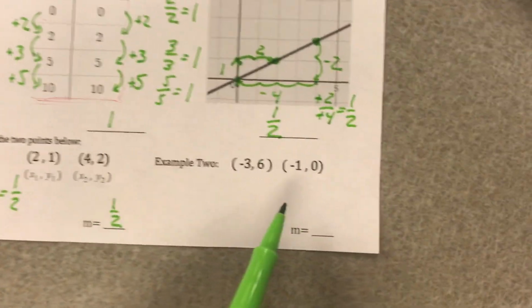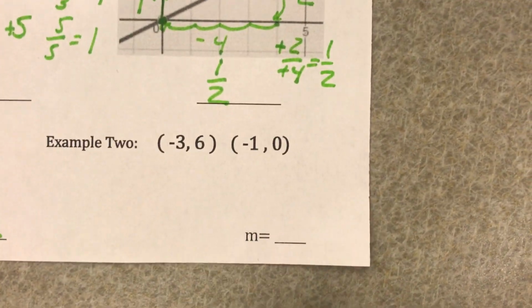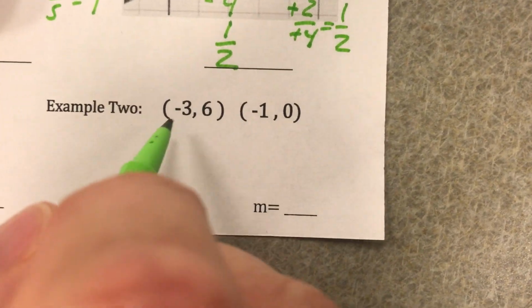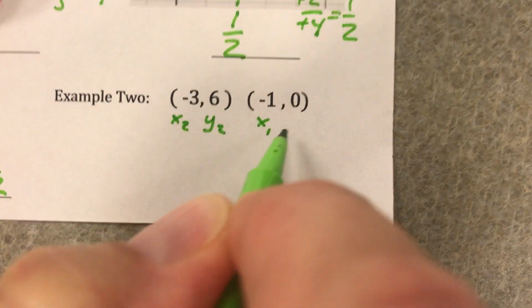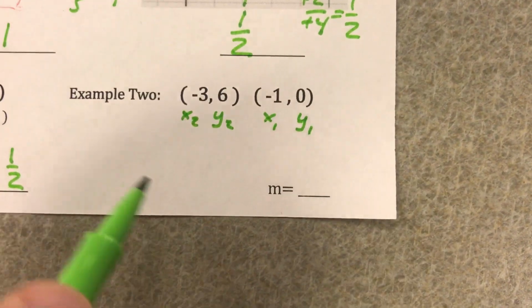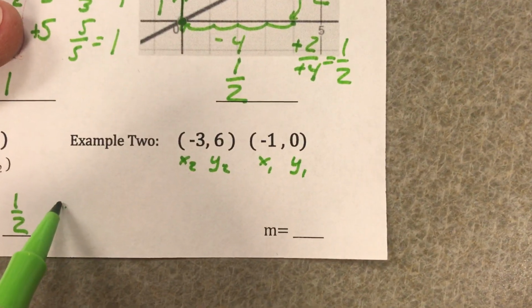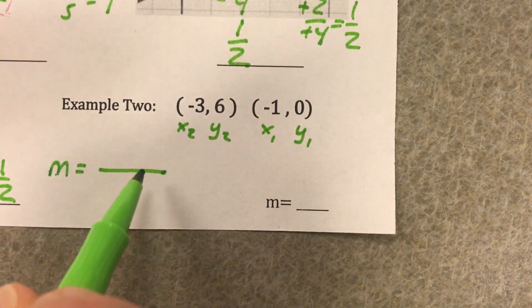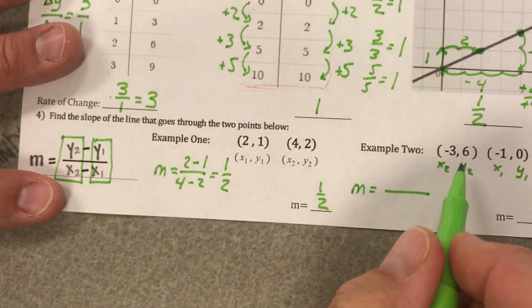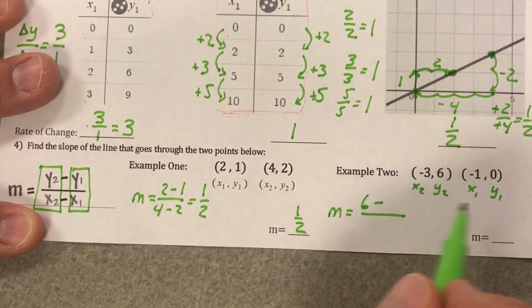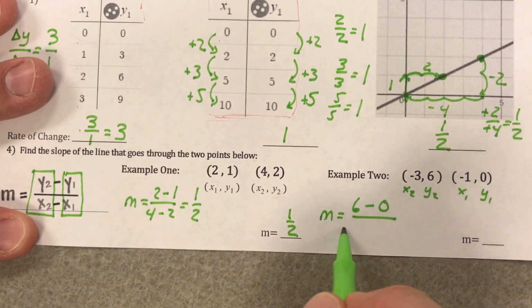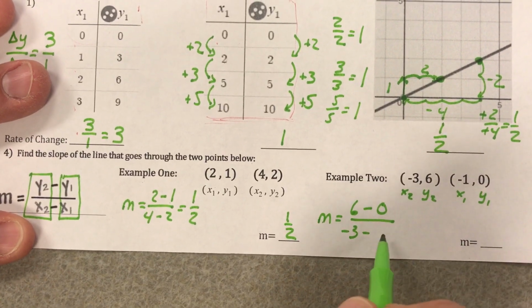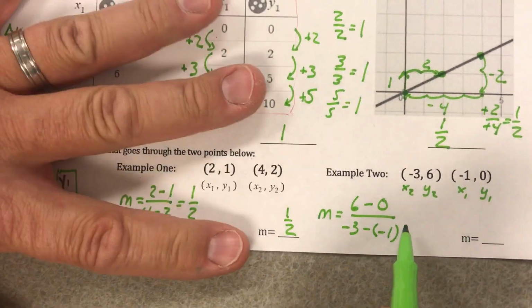In the second example, again, it doesn't matter which one's the first point, which one's the second. So just to do it different, I'll call this x sub 2, y sub 2. This will be x sub 1, y sub 1. Substitute into my formula. M equals y sub 2 is 6 minus y sub 1 is 0 over x sub 2 is negative 3, minus x sub 1 is negative 1.